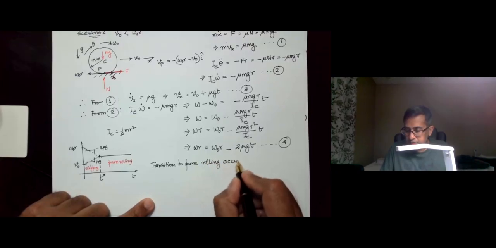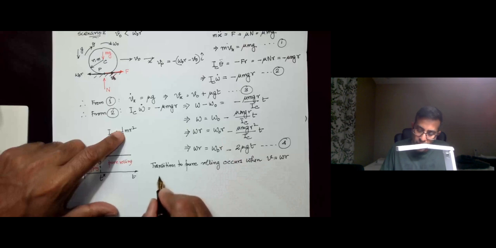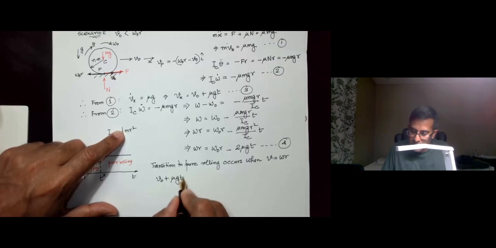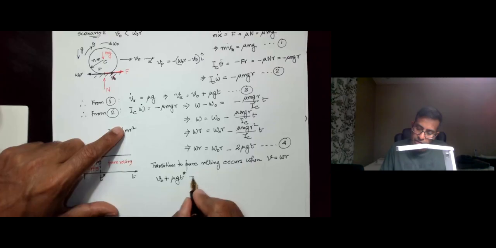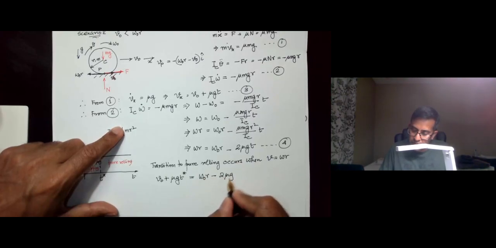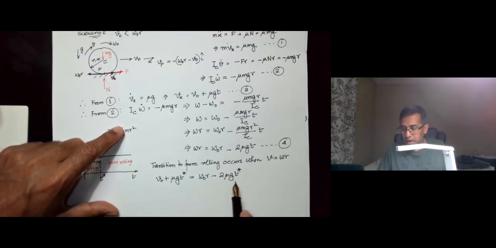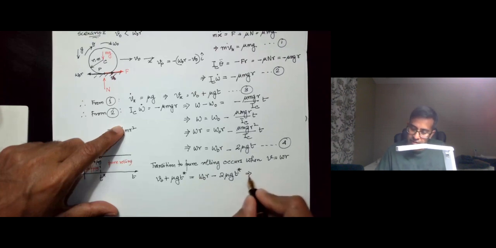So transition to pure rolling occurs when v is equal to omega r. So we can find that condition out by imposing v naught plus mu gt, and let's call that instant t star, that is the velocity at the time t star, is going to become equal to omega naught r minus 2 mu g t star. Okay, so this condition is imposing the condition that v becomes equal to omega r, and we can solve for t star from here.